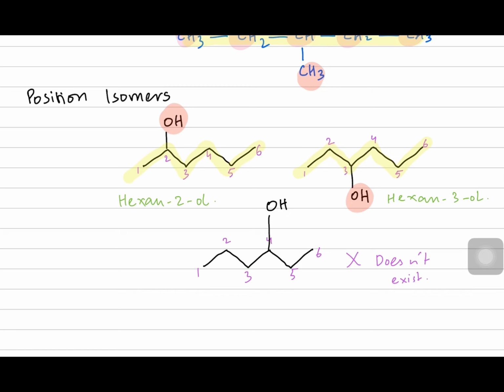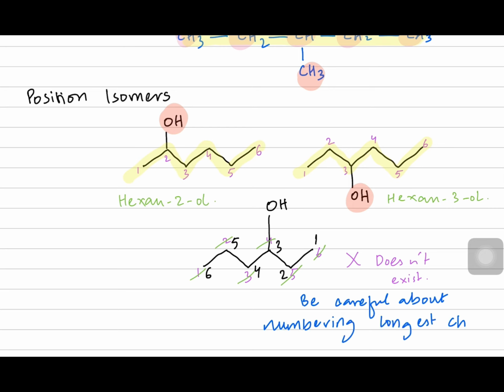Why? Because if the OH is more towards the right, then the numbering should be from the right side. So numbering would not be from the left, it would be from the right side. And you would number it like this: carbon 1, 2, 3, 4, 5, 6. So it would be exactly the same as hexane-3-ol. That is why I would say be careful about numbering your longest chain carbons.